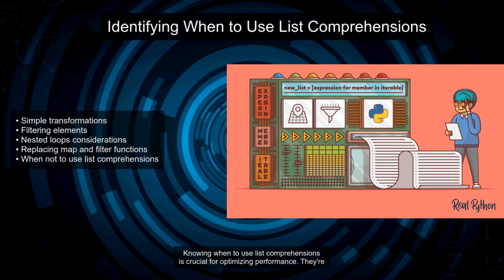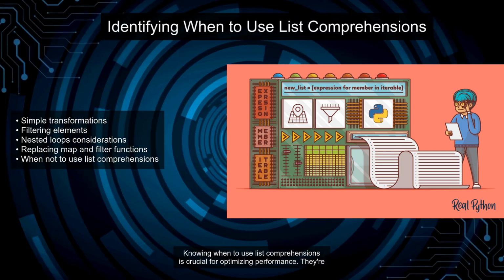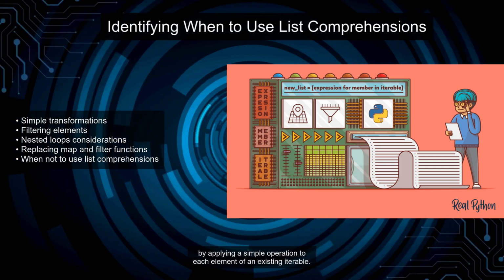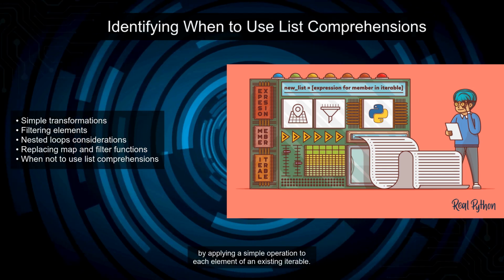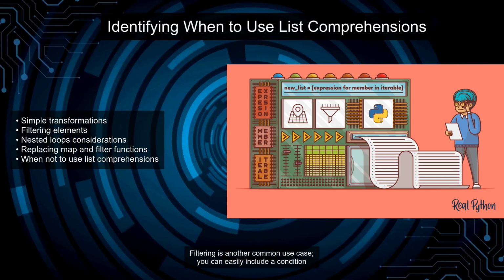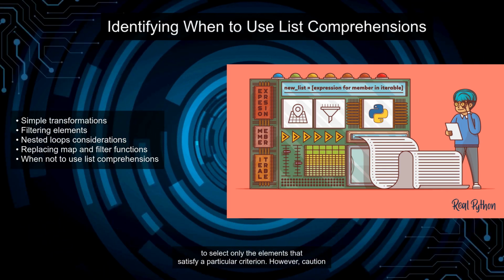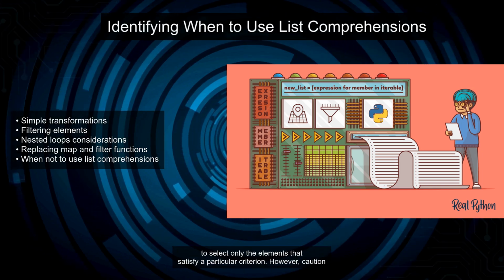Knowing when to use list comprehensions is crucial for optimizing performance. They're ideal for simple transformations, where you need to create a new list by applying a simple operation to each element of an existing iterable. Filtering is another common use case. You can easily include a condition to select only the elements that satisfy a particular criterion.